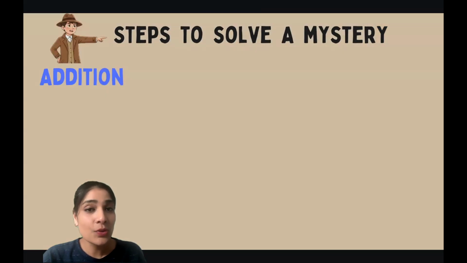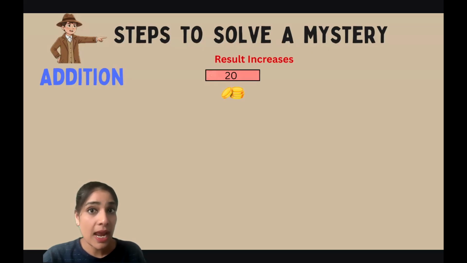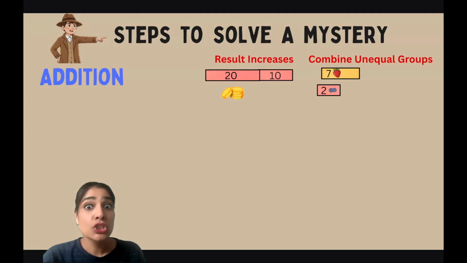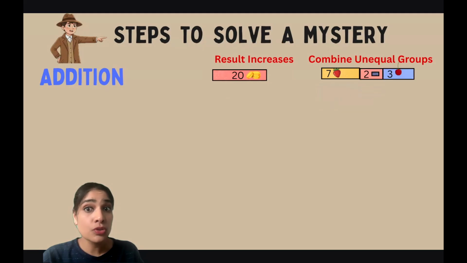Let's quickly review when do we do additions. When the result increases. Say you have 20 coins and you get 10 more. So total coins becomes 30. The result increased. We also do additions when we combine unequal groups, like we have 7 strawberries, 2 blueberries and 3 cherries, and we need to find how much total fruit do we have. So we'll do combine or add them.